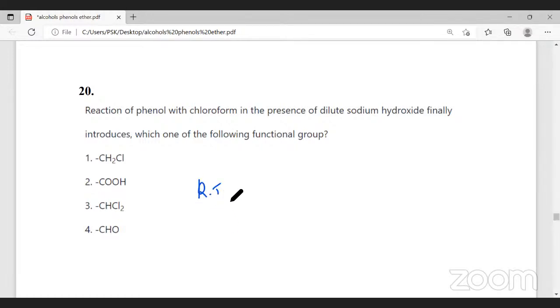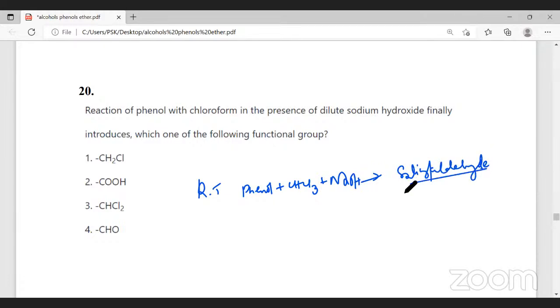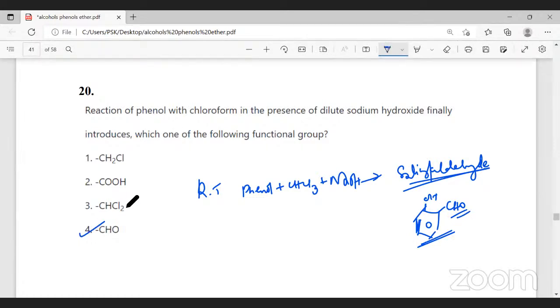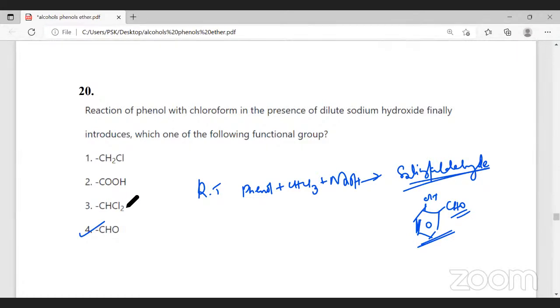Sir, Reimer-Tiemann reaction. So what will be the final product? Phenol, chloroform, and sodium hydroxide. So the product is salicylaldehyde. Yesterday we learned the mechanism. The product salicylaldehyde will be this, C6H4(OH)(CHO). This is the formula of salicylaldehyde. So finally, the aldehyde group is introduced. Hence, the answer for this question is option 4, CHO. The next question.